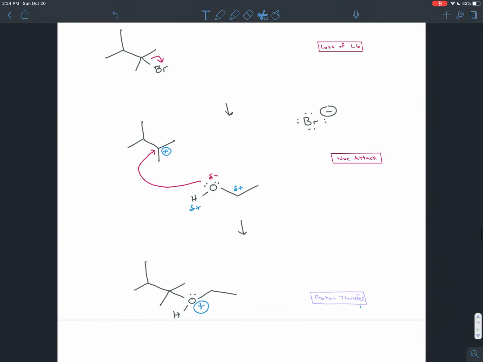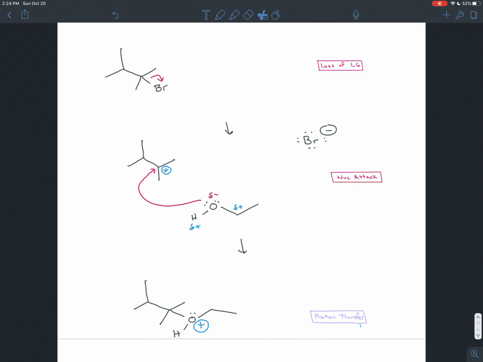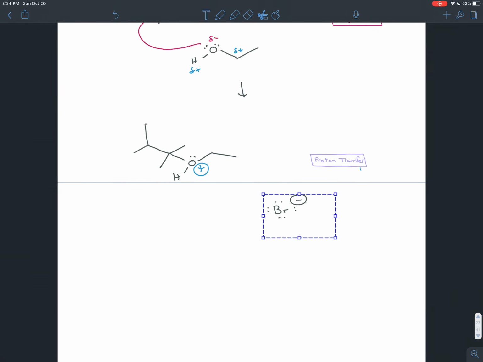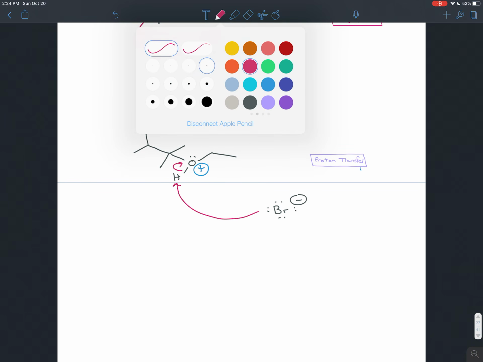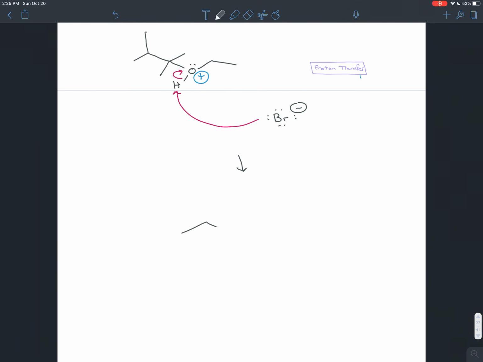To do that, you can use anything that has a lone pair or a slightly negative charge or full negative charge in the solution. Just for the sake of simplicity, I'm going to use this bromine, but the truth is it would probably be another ethanol molecule. This has a negative charge, steals the hydrogen, and the electrons that were bonding the hydrogen to the molecule go to the oxygen to help stabilize that positive charge. So we end up with that molecule there.